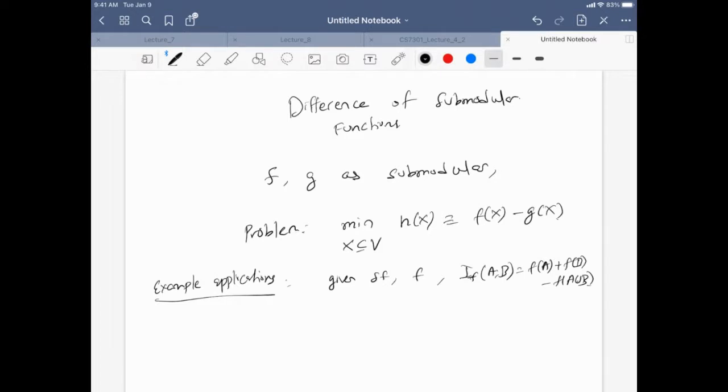But in general, given a subset B, I_f of X comma B is a difference of submodular functions. Because if B is fixed or given, then f of B is a constant, so you can write this as f of X minus f of X union B. So f of X is submodular and f of X union B is submodular. Naturally, you now have a difference of submodular functions. There are many other applications actually.